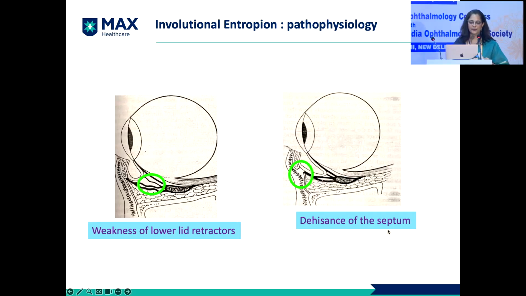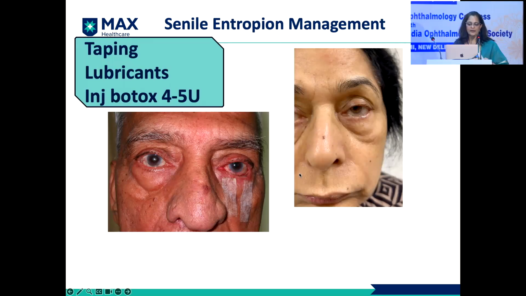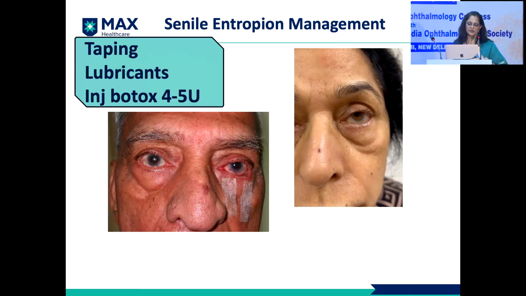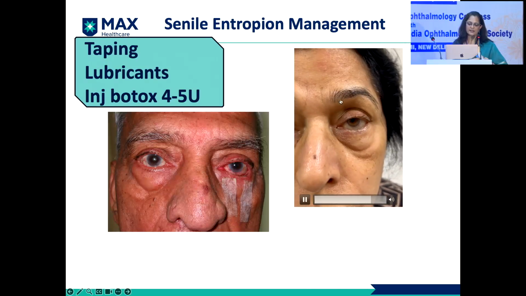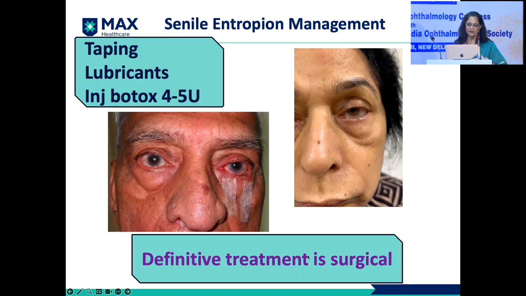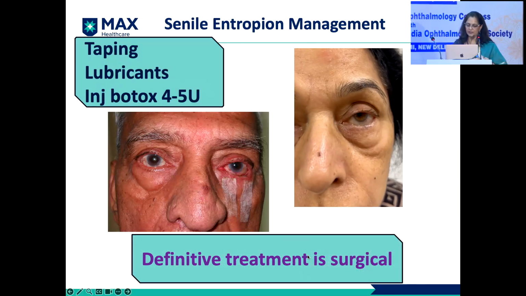So coming to entropion, the main problem is the weakness of the lower lid retractors, or there is a dehiscence of the septum causing the lid margin to roll in. Managing it, temporary measures are taping and using lubricants. Sometimes, like this lady, who had a spastic component just after cataract surgery, which we treated with Botox and she was fine. But the definitive method, the treatment of choice, is surgical.